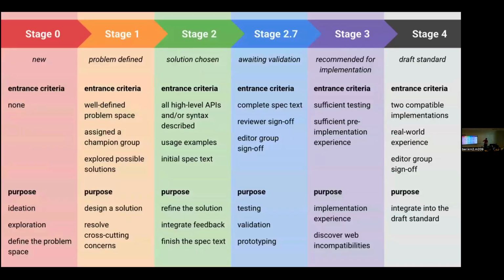But the bigger, more important change in our process is that proposals now have champions assigned to them who shepherd proposals through this 6-stage process. And importantly, during stages 1 and 2, champions author their own spec text, which distributes the majority of the editorial work there in defining new features.